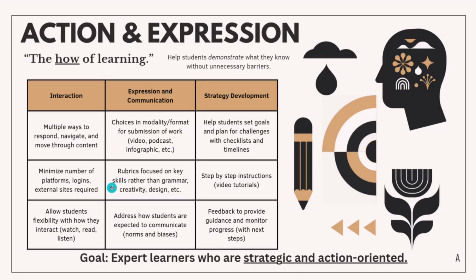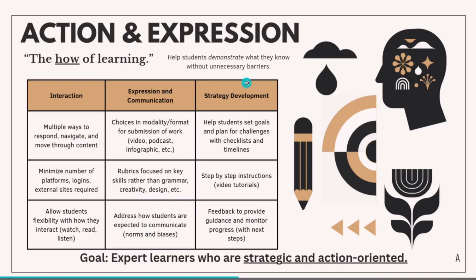Can we make rubrics that are focused on the key skills that are being assessed rather than grammar, creativity, and the design, right? Because marking students down for that doesn't necessarily make them feel like they're able to demonstrate their learning as much. That's what we want the most, right? So, I mean, if it's rife with errors, I understand, but can we focus more points and more parts of the rubric on the meat of the skills that we're trying to assess? And then address how students are expected to communicate as well. Some norms, some biases, that will always help.